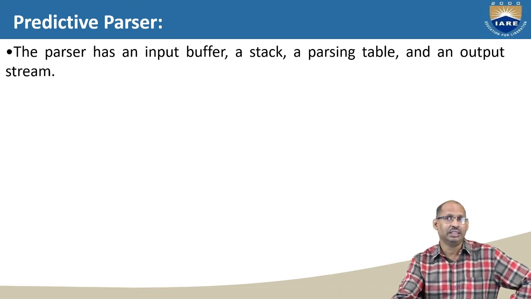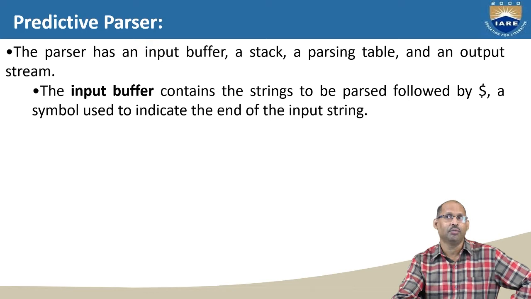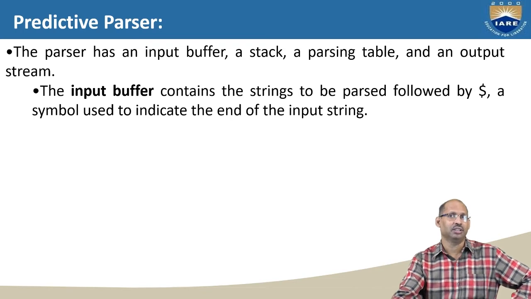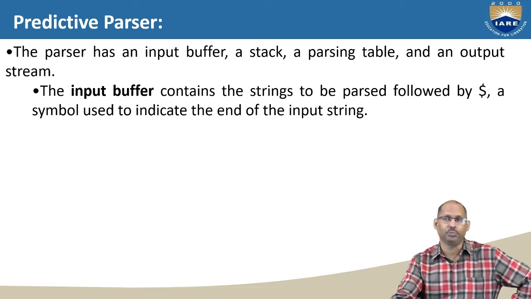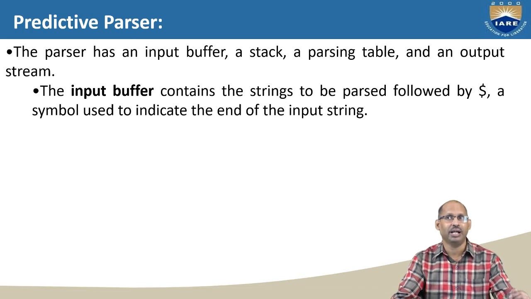The predictive parser has an input buffer, a stack, a parsing table, and an output string. The input buffer contains the strings to be parsed followed by the $ sign. The input buffer will contain the strings to be parsed and end with the end mark $ sign, a symbol used to indicate the end of the input string.